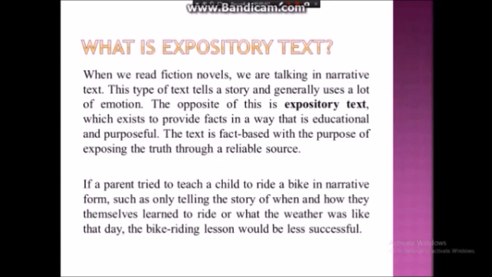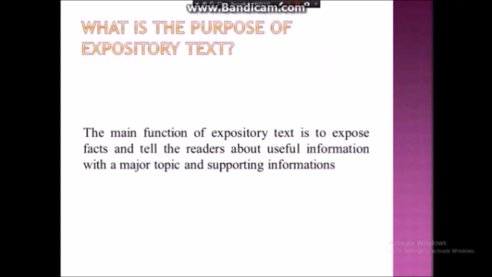If a parent tries to teach a child to ride a bike in narrative form, such as only telling the story of when and how they learned to ride or what the weather was like that day, the bike riding lesson would be less successful because the function of narrative text is only to amuse the reader. The opposite is expository text, to provide facts in a way that is educational and purposeful.